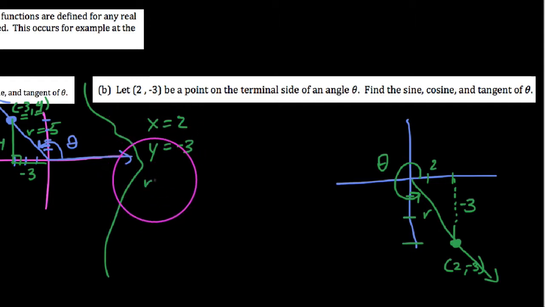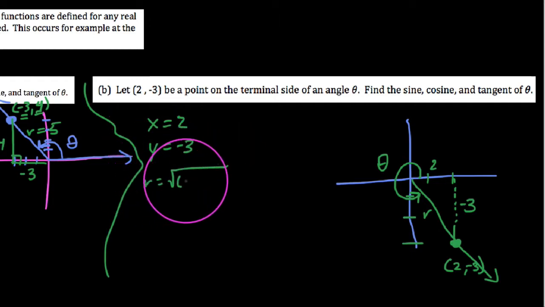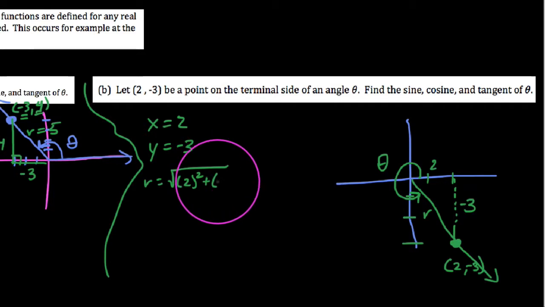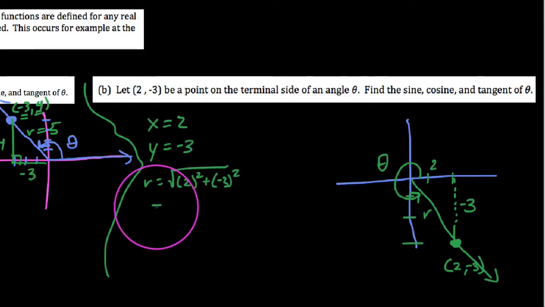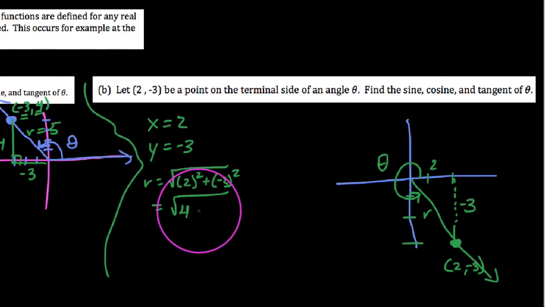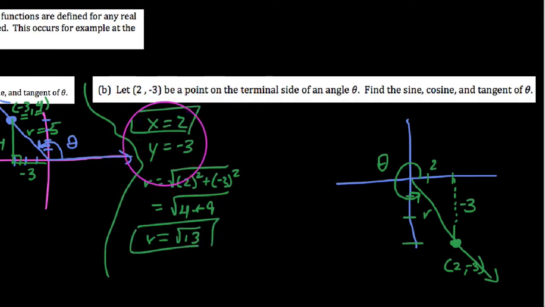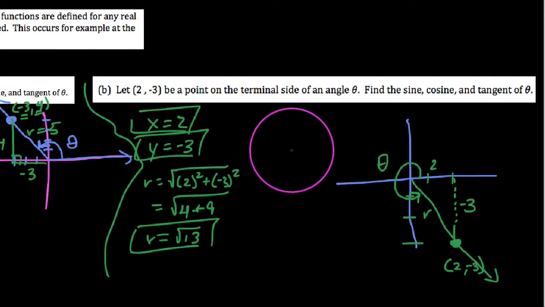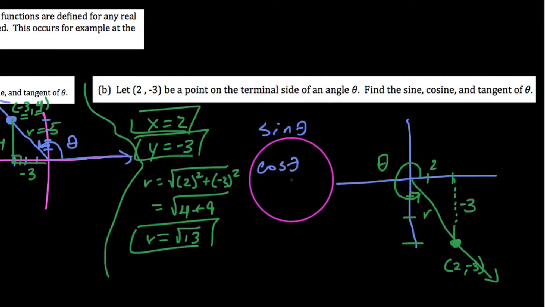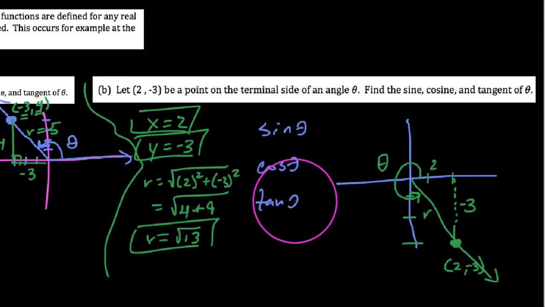And we also know that the r value would be equal to the square root of x squared plus y squared. In this case, we're not going to get a beautiful number or a perfect square inside the radicand, but we get 4 plus 9. So we get root 13, okay, and this is our r value. Now that we have x, y, and r, let's piece together the sine of theta, the cosine of theta, and the tangent of theta.